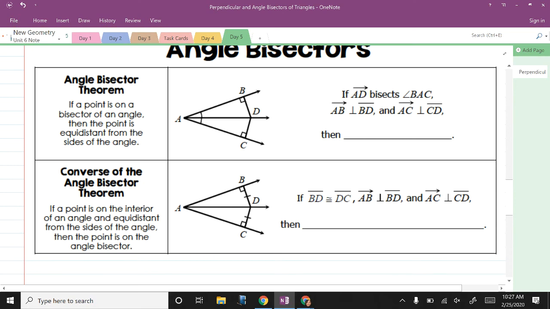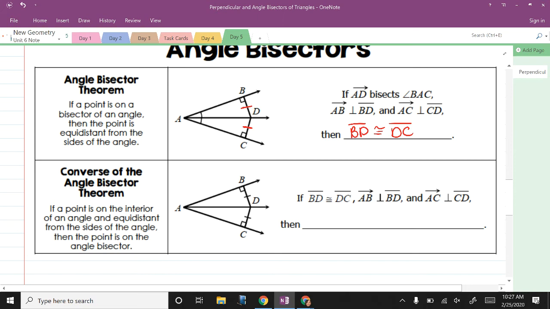Then it is equidistant from the sides of that angle. The closest way to get from one point to another is a perpendicular line. Do you know that? So if this angle is being split, then the length from point D to point C is the same length as point D to point B. If the angles are congruent, then these 2 segments are congruent. So we would say segment BD is congruent to segment DC.